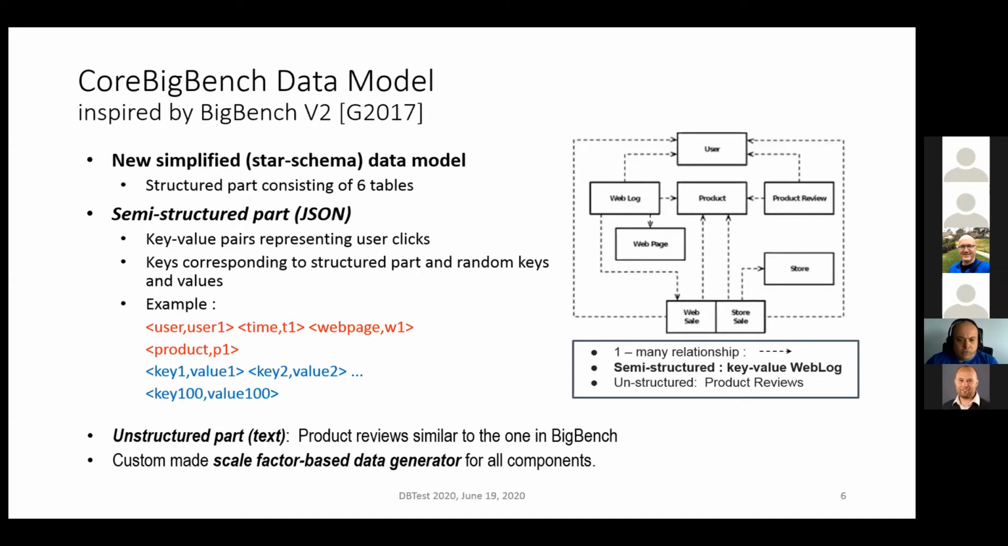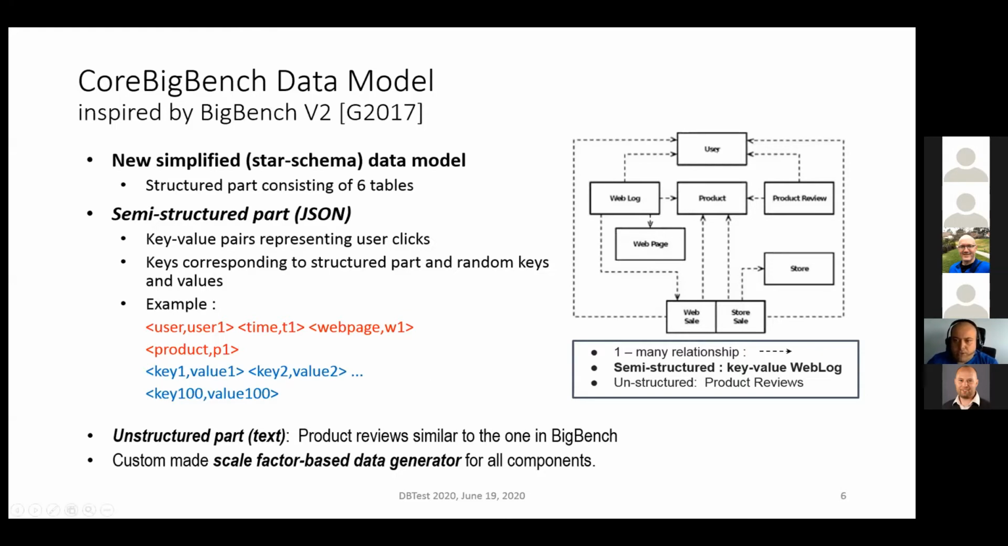And now I'll go through the main components of the new benchmark. We'll start with the data model. For the data model, we are inspired by BigBench V2, which I already mentioned. And as I mentioned there, we simplified the schema. So we have 6 tables which represent the structured data.